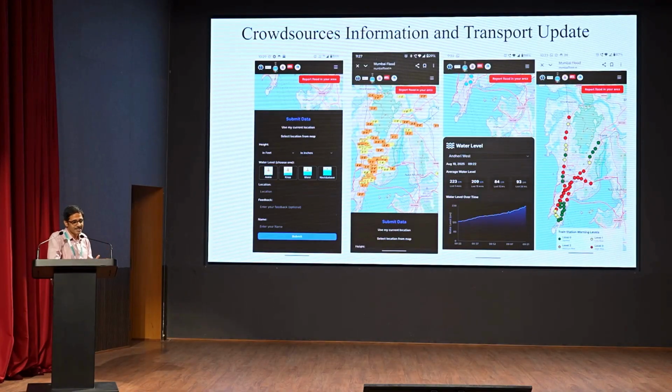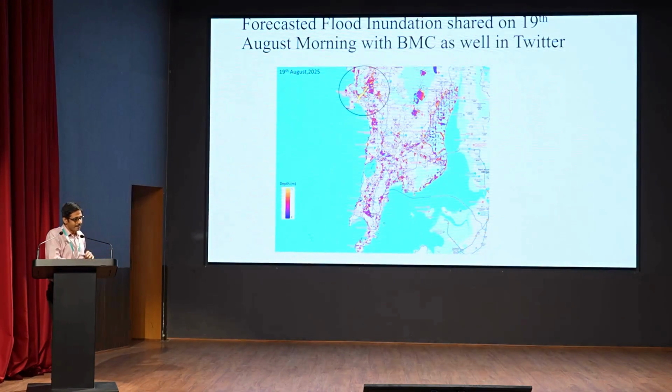Railway stations are very important because local trains are the lifeline of Mumbai, and we provided information on which stations are in trouble. In fact, we also provided the flood waterlogging condition 1 day ahead so that BMC can work. As I said, for the northwest part of Mumbai, we said that this region will be waterlogged.